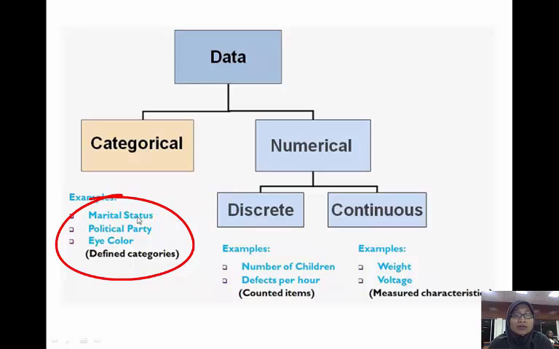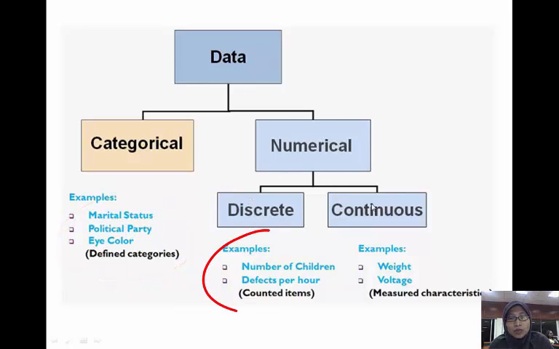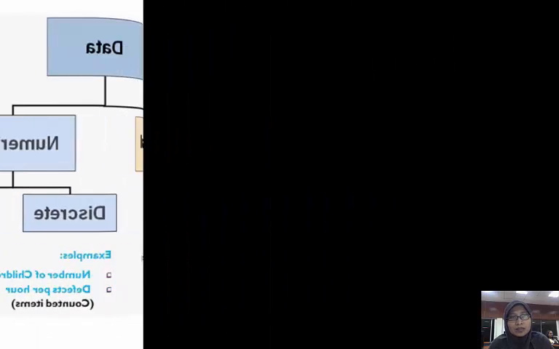Marital status, whether you are married or not. Eye color: blue, chocolate, black, and others. Political party, maybe you are party A, B, C. Meanwhile, numerical we can divide into two, discrete and continuous. For example, discrete is the number of children, defects per hour, which are counted items. Discrete data do not have decimal points. Meanwhile, continuous includes decimal points, for example weight, voltage, and others.